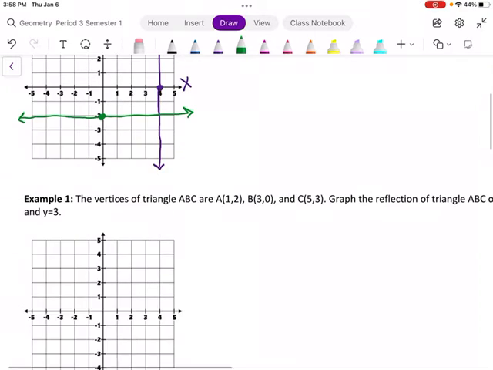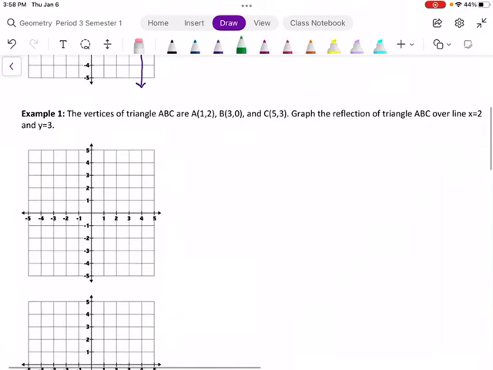Okay, so looking at our first example, the vertices of triangle ABC are given, and they want us to reflect over the line x equals 2 and y equals 3. We're going to do this on two separate graphs. So go ahead and, on both of your graphs, plot the points for the triangle, and then we will go over how to do the reflections.